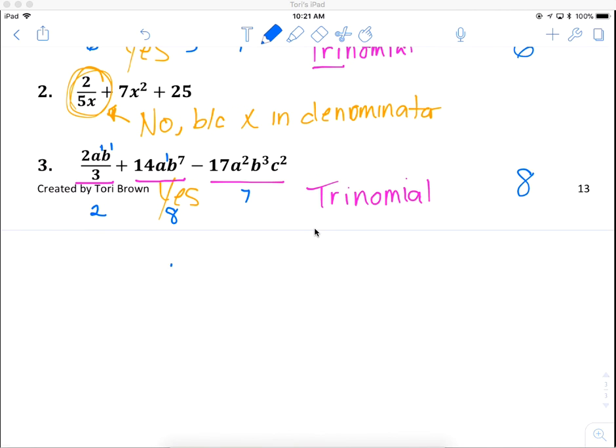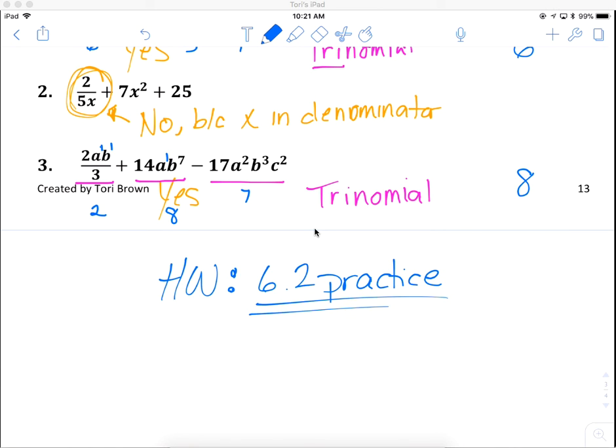Your homework, what you are doing in class, is 6.2 practice. This should go very smoothly. It is due before you leave. The substitute is going to put a 10 on the top of your paper. Please make sure that you have made your best effort to answer all of those questions. It shouldn't take you very long.